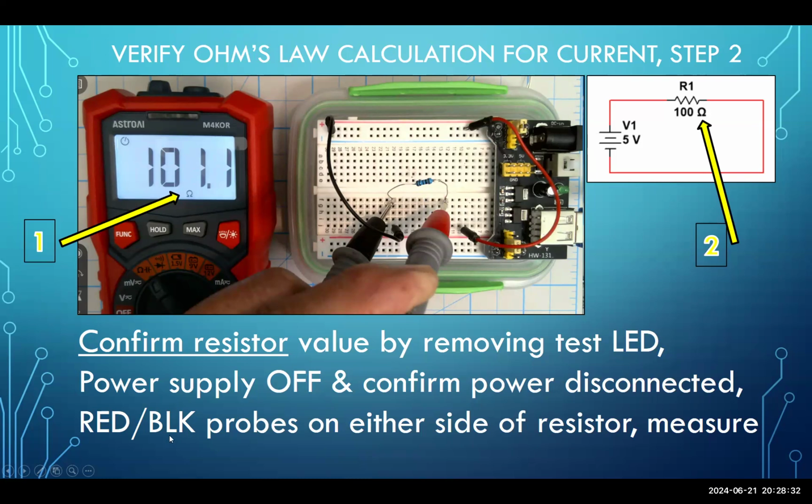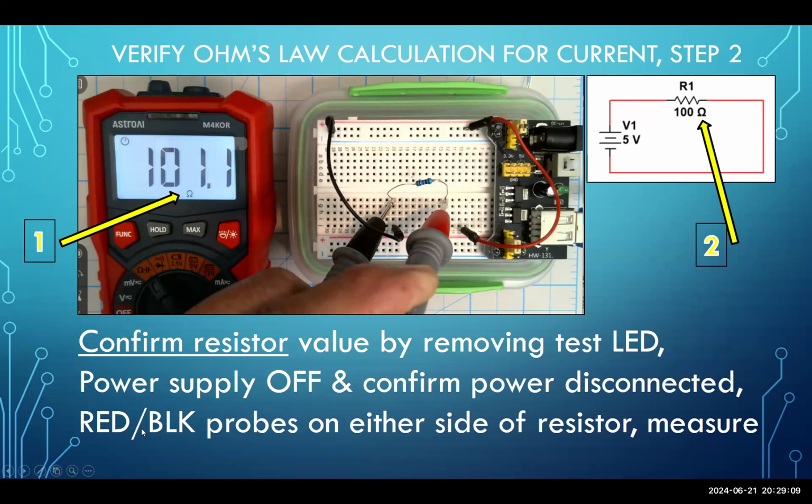Essentially, what is critical is that the power supply is off. It is. And you have to confirm that the power is disconnected, meaning this red jumper wire cannot be anywhere near touching the same row as this end of the resistor. There's a break between this resistor and this jumper wire where the LED used to be. So there is clearly a disconnection of power. Only when the power supply is off and you have a disconnection of power can you measure the resistance of a resistor on the board.